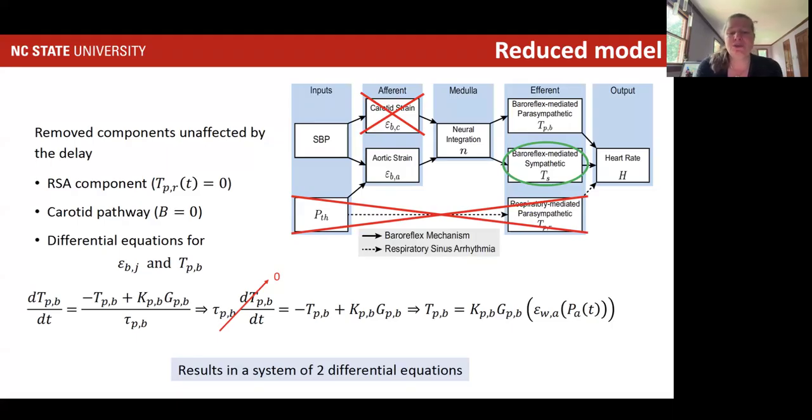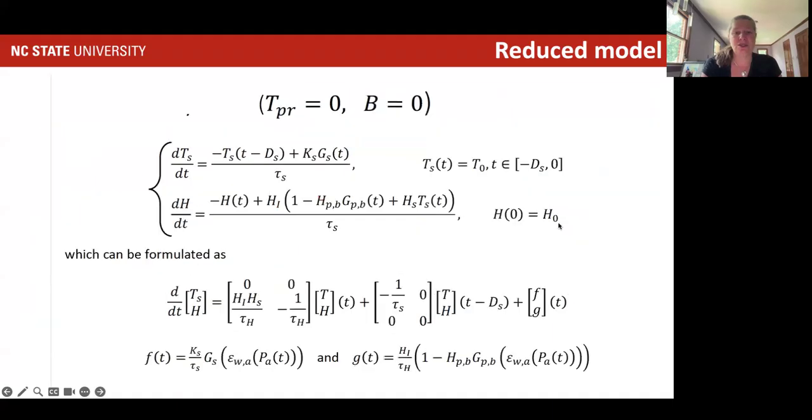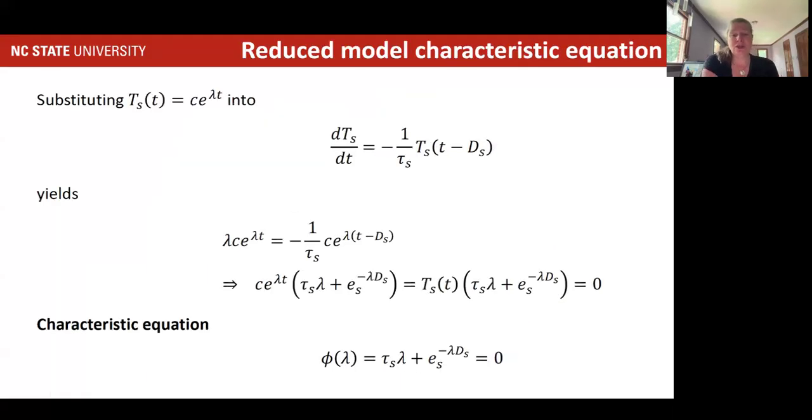So basically what we did is we just looked at a reduced version of this model. We're assuming that the parasympathetic response is immediate, that we can combine the aortic and carotid strain. We don't have to include the respiratory mediated system. And by doing that, we can get a two-state system with a sympathetic response and the response on heart rate. But it's not an autonomous system, so keep that in mind. But we could still go in and calculate what is called a characteristic equation.